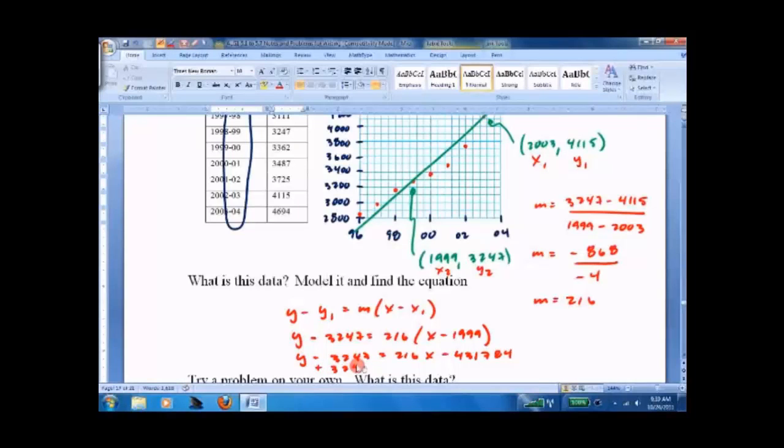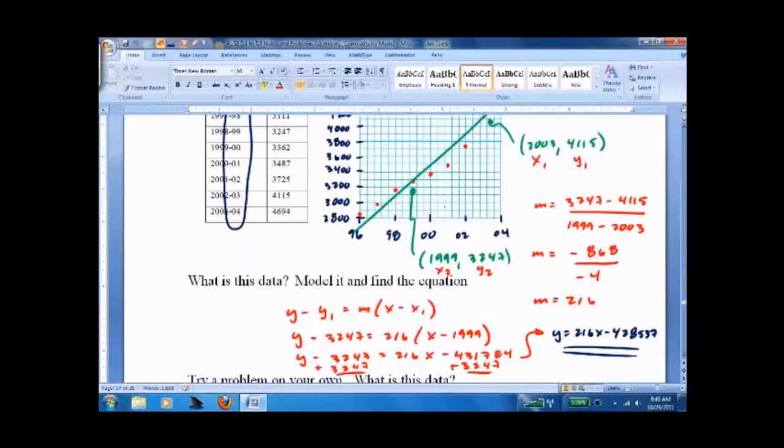Add to both sides. Y equals 216x minus, oops, my bad. Minus 428,537. There it is.